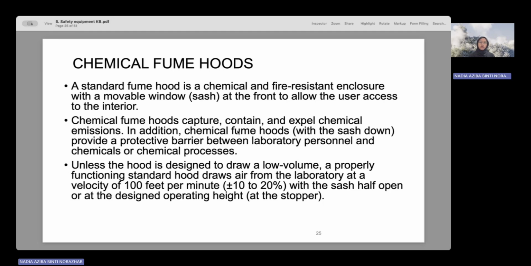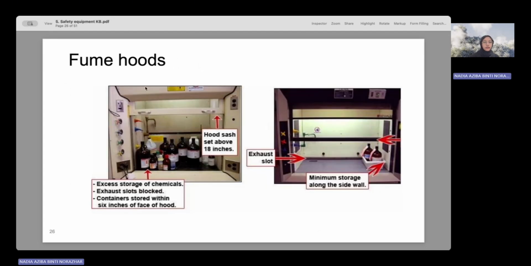In addition, chemical fume hoods with the sash down provide a protective barrier between lab personnel and chemicals or chemical processes. Unless the hood is designed to draw low volume, a properly functioning standard hood draws air from the lab at a velocity of 100 feet per minute with the sash half open or at the design operating height at the stopper. Okay, so we'll be discussing fume hoods.